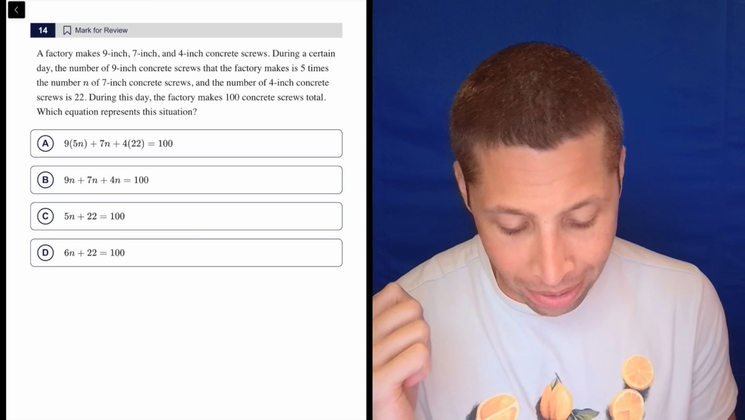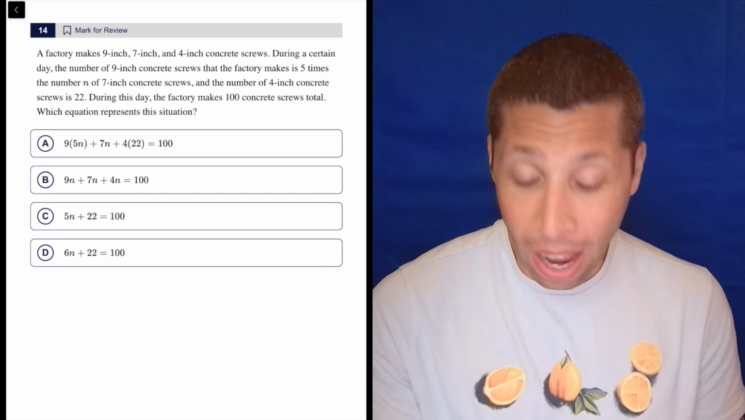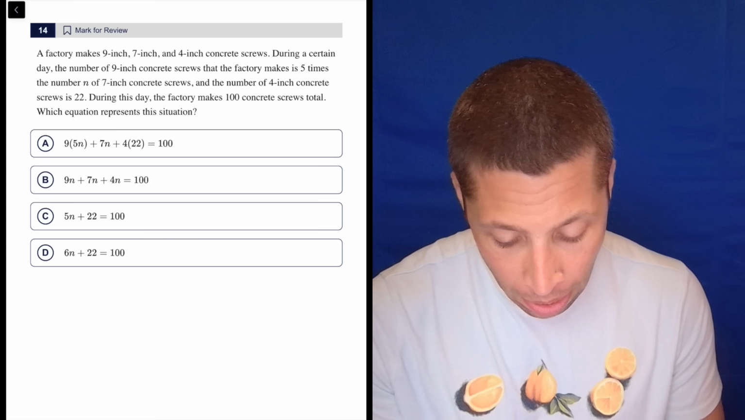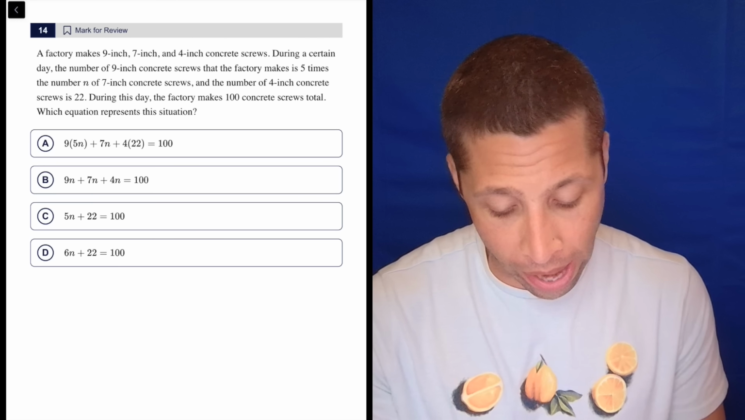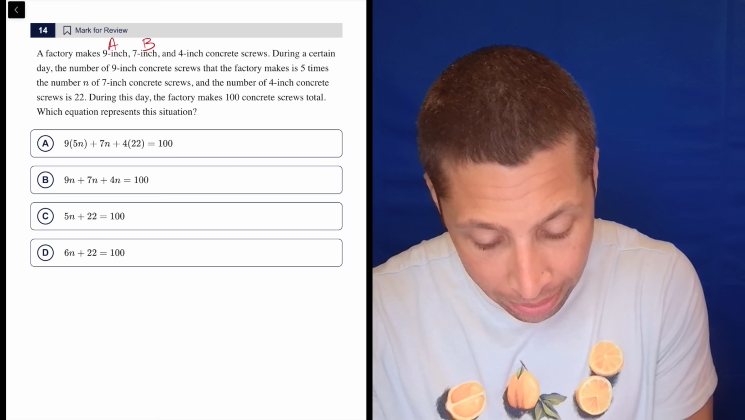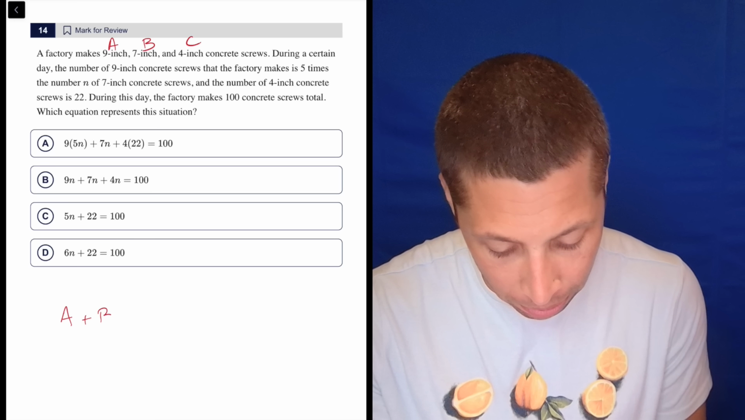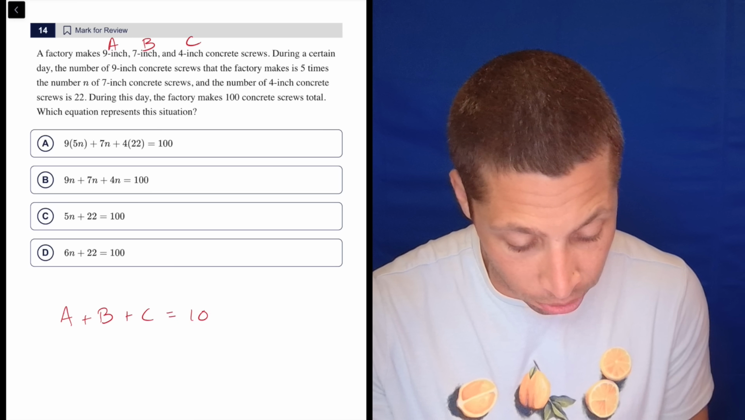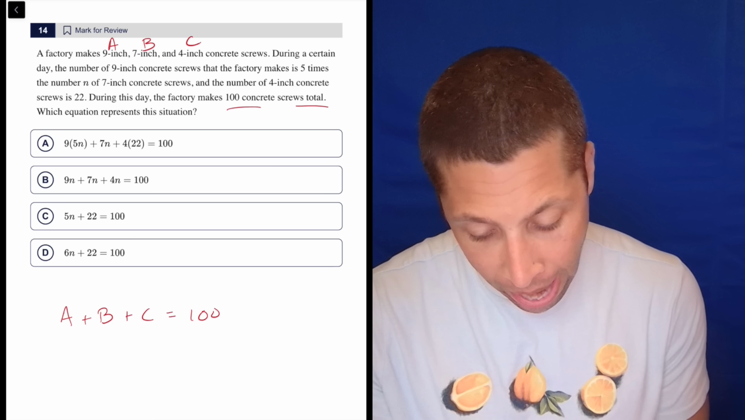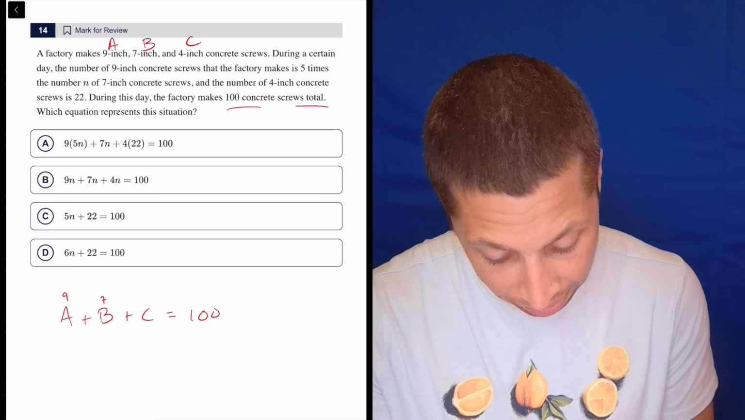During this day, the factory makes 100 concrete screws total. Which equation represents this situation? So we don't need to solve for n, so let's not bother with that. But we do need to think about 3 different things, and so I don't confuse my variables, let's just call this type A, type B, and type C. Now on my scratch, I might do something like A plus B plus C is 100, right? Because that's the total. And you can keep track of it. The A is the 9s, the B is the 7s, and the C is the 4s.